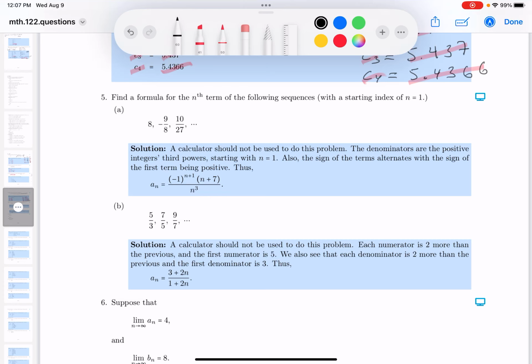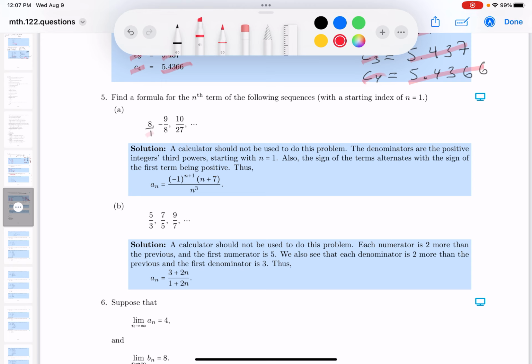Okay, I'm looking at the sequence. This is problem number 5A, and they want me to write a formula down. I noticed something looks out of place over there, and what looks out of place is the 8. So I'm going to write the 8 as 8 over 1. And by the way, what I want to do is concentrate on one thing at a time.